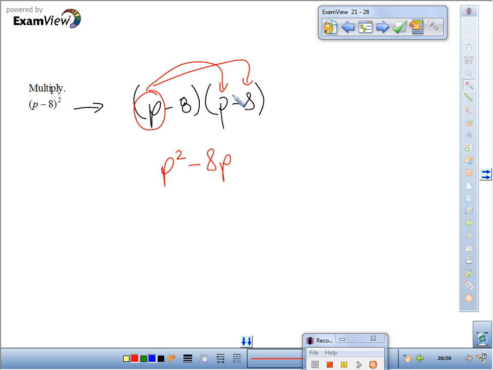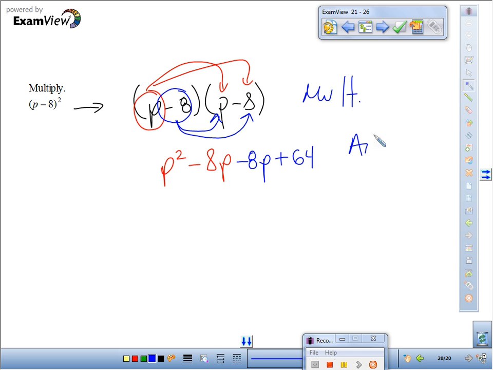I'm done with that, the p times these two. Now it's negative 8 times those two. Negative 8 times p, negative 8p. Negative 8 times negative 8, that's positive 64. Careful with your symbols, please. Negative times a negative equals a positive, 8 times 8. So we're done with multiplication. Now we need to add.